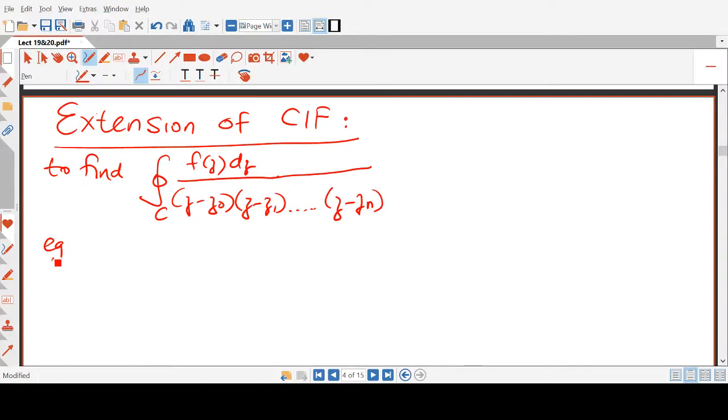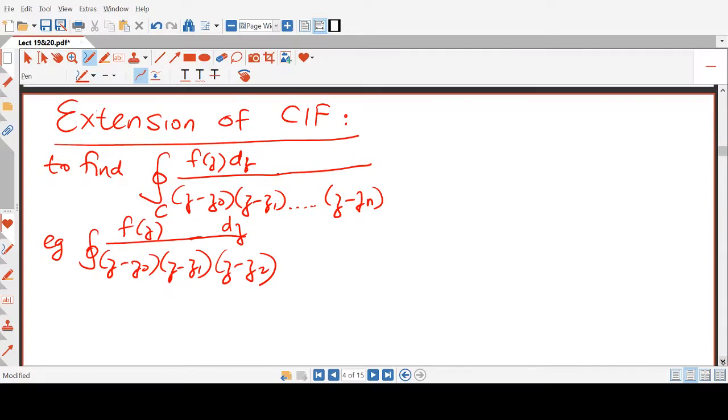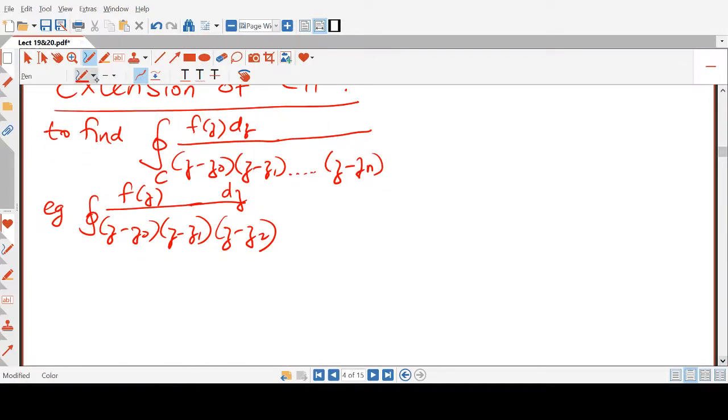For example, let's take a simple example where we have just three of these things. f of z over z minus z naught, z minus z1, z minus z2, dz. Okay, so watch this trick here that we can employ.